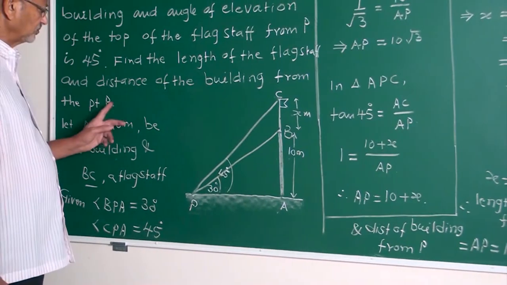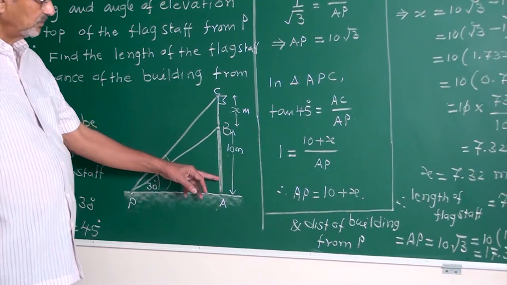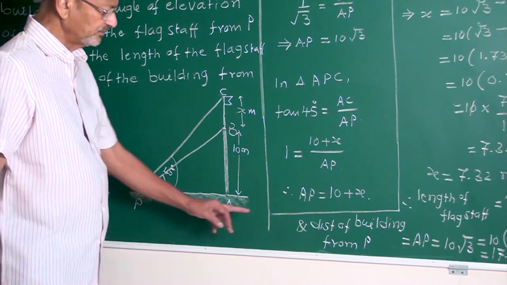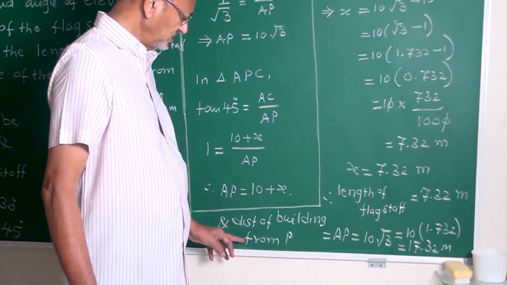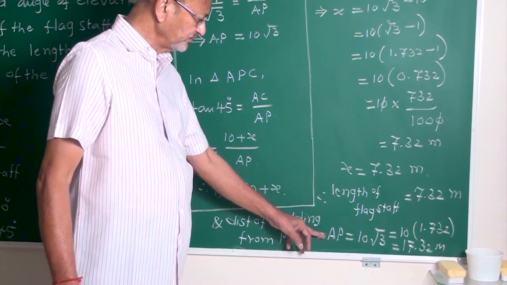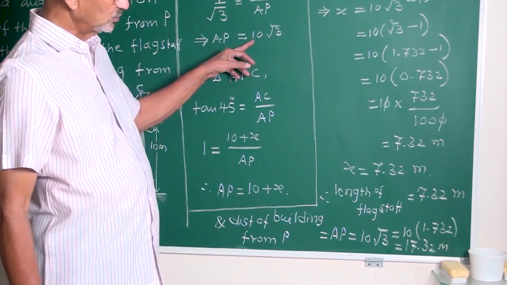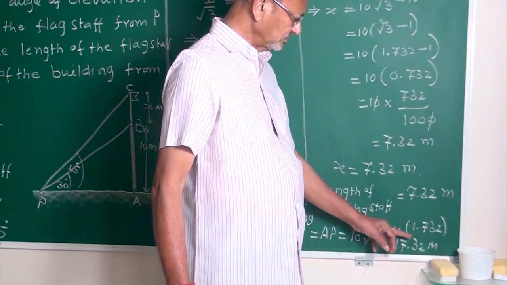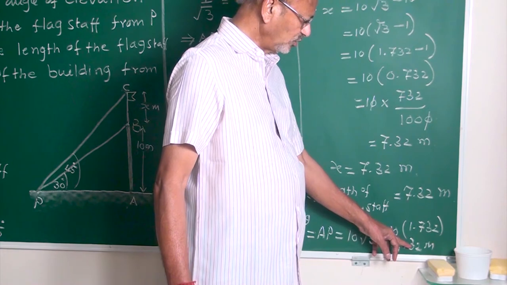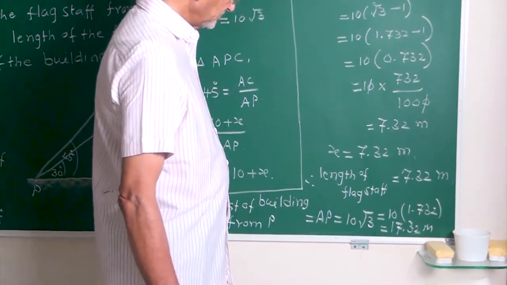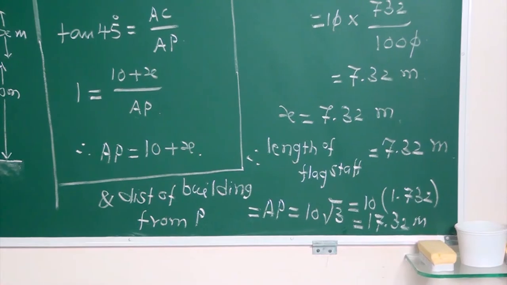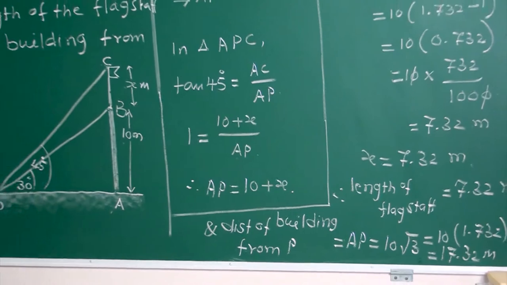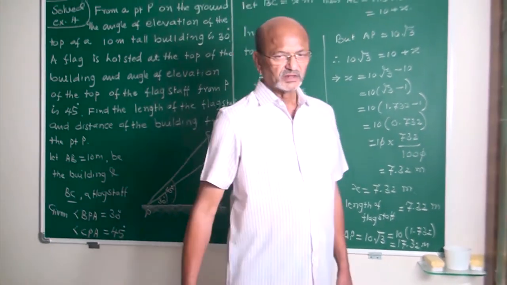And the other thing wanted is the distance of the building from the point P. This is the building, and the distance of the building from the point P is AP. But AP is 10 into root 3. The value of root 3 is 1.732, and multiplying, it is 17.32 meter. This is one sample, my friends, which is a solved example in your textbook.